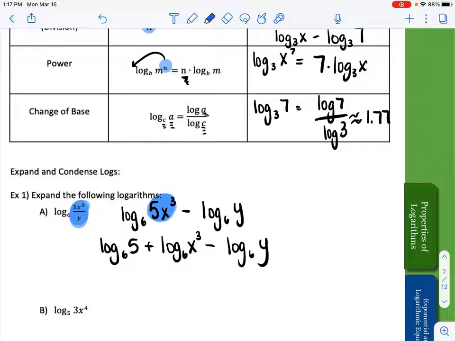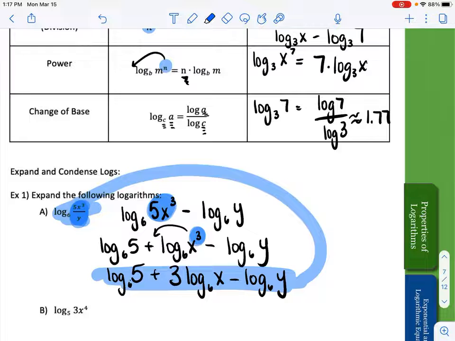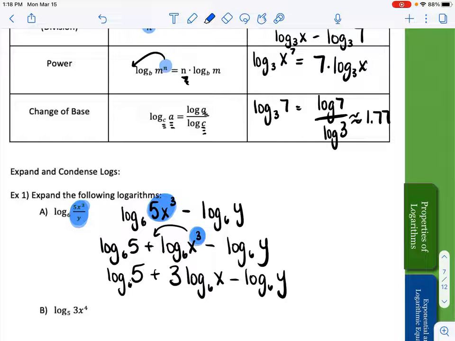And then from here, I see an exponent, and that exponent comes to the front. So I have log base 6 of 5 plus 3 log base 6 of x minus a log base 6 of y. And that is actually our expanded notation. You could also work backwards and get back to this original, which we will do in a little bit, something similar to that. But this is your expansion here, your solution.